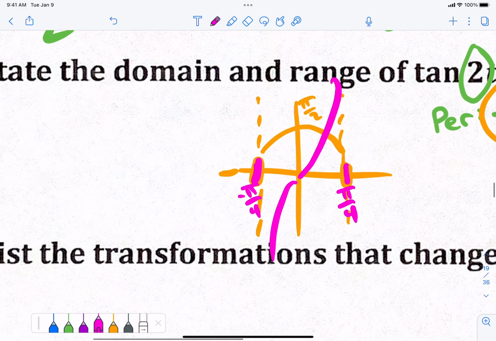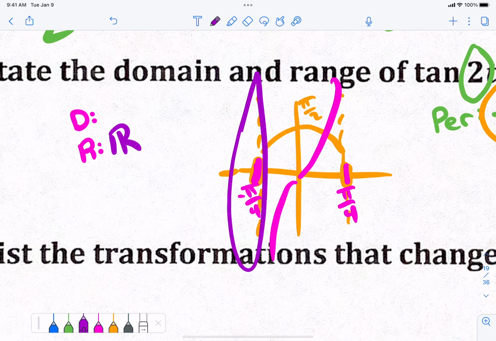Okay, domain. Let's talk about domain and range. Which one is going to be all reals? Range. Up and down, it goes up and down forever, so range is all reals. Domain: is it going to touch everything left and right? No, except the vertical asymptotes. Negative pi over 4 plus or minus.